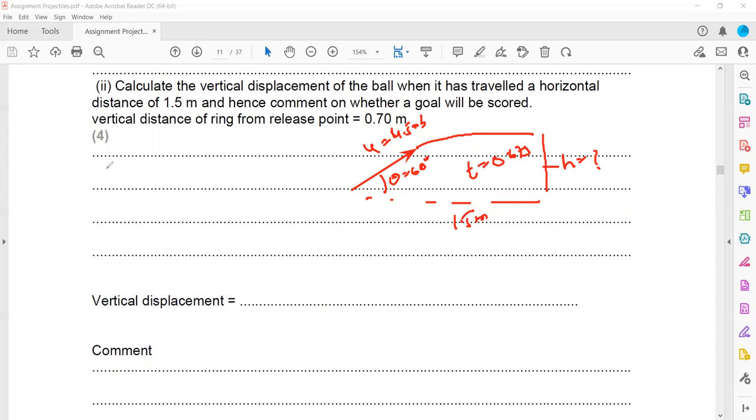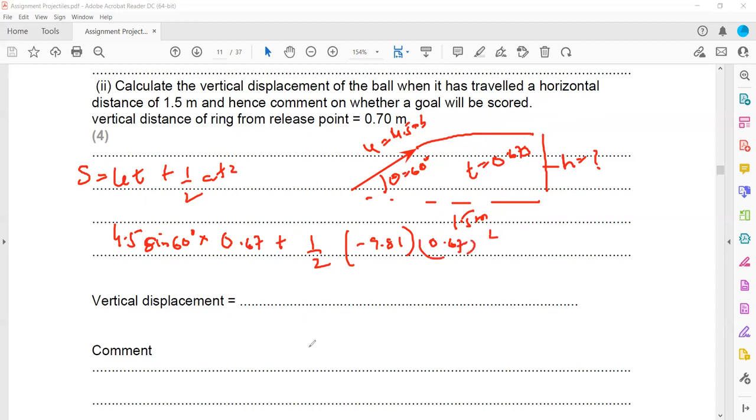So whenever we are finding a vertical motion, we always use the equations of motion. So that is s equals ut plus half at square. So u is the initial velocity, but that is not the total initial velocity, it is the vertical component of the initial velocity. So what is the vertical component? That is 4.5 sine 60 multiplied by t, which is 0.67 seconds, plus half, acceleration due to gravity, it's moving against gravity, so minus 9.8, and time is 0.67 squared. So when we simplify this, the vertical displacement will come out around 0.41 meter.